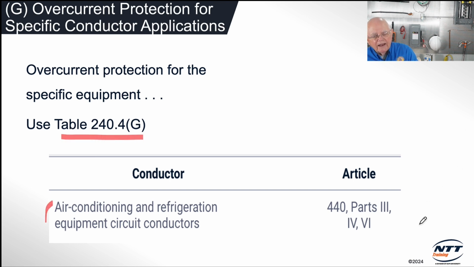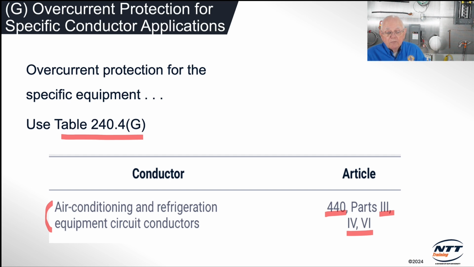240.4G, is for air conditioning and refrigeration equipment. Okay? For those circuit conductors, it refers you to Article 440, parts 3, 4, and 6. Okay? And so we're going to go right to the nameplate is what it's going to tell us. And that's what we're going to use.